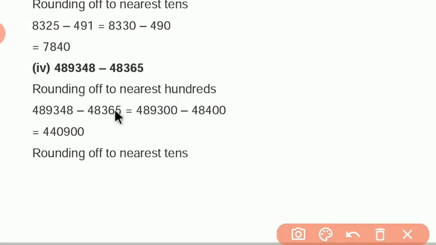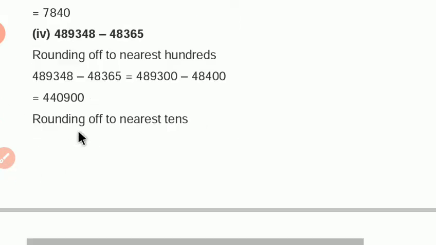Then 48,365. For the nearest 100, again we have to see the tens digit. The tens digit is 6, which is greater than 5. It means we have to increase the hundreds digit by 1. So in place of 65, we replace by 0, and we add 3 plus 1, 4, and 48 will be as it is. So 4,89,300 minus 48,400. The answer will be 4,40,900, which is the rough estimation of the nearest 100.